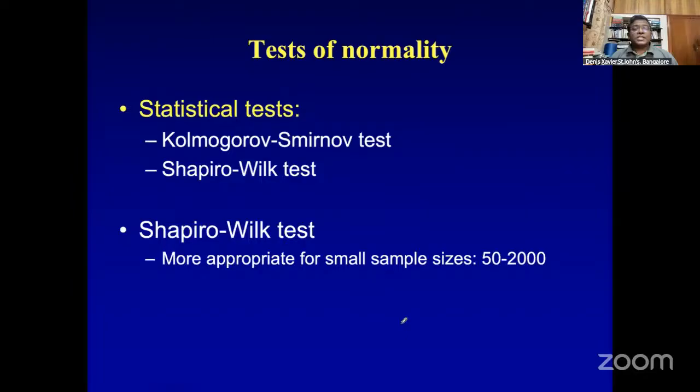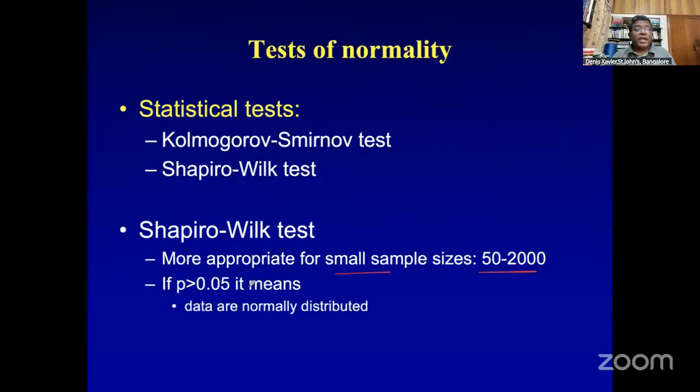Now, the Shapiro-Wilks test is for smaller sample sizes, a few hundreds up to maybe 1,000 or 2,000. Smaller sample sizes, we can do the Shapiro-Wilks test, right? I'm not showing you this test for now, but if in this test the p-value comes more than 5, it means that the data are normally distributed, and then you can go ahead and do your appropriate tests which fulfill the assumptions of normality.